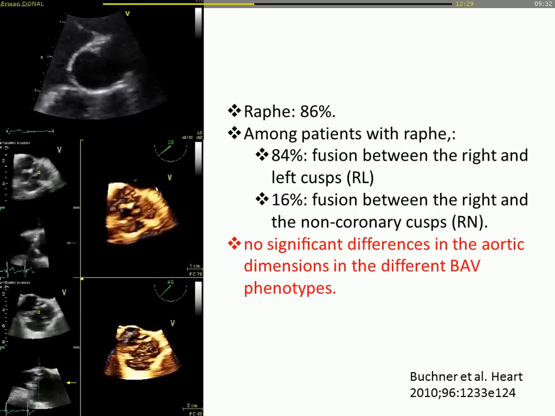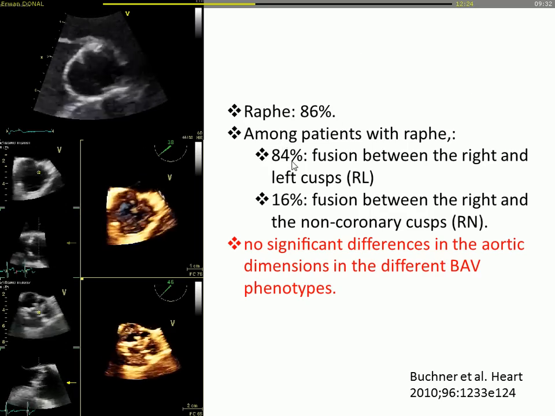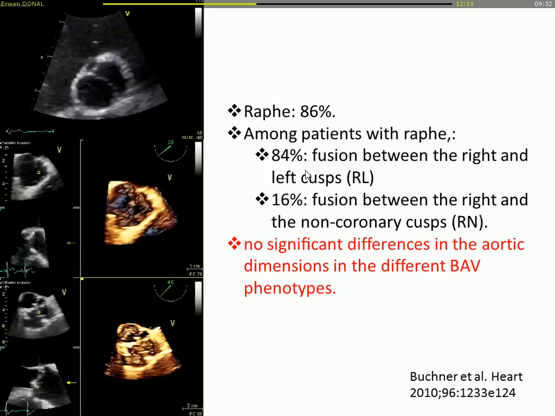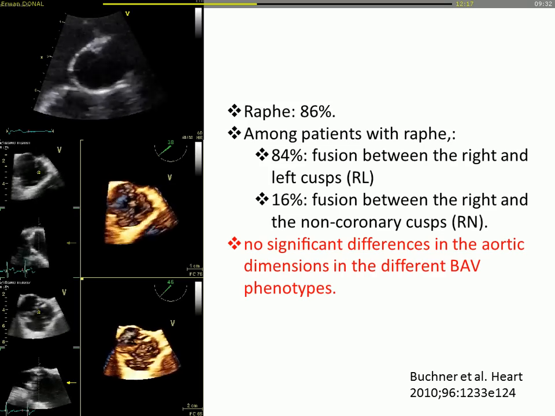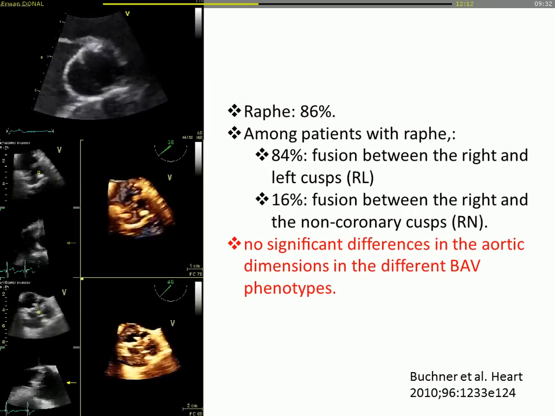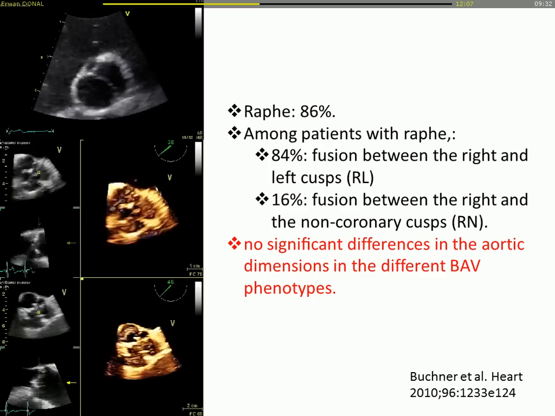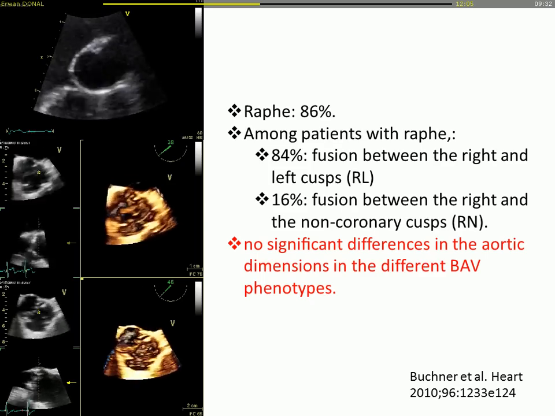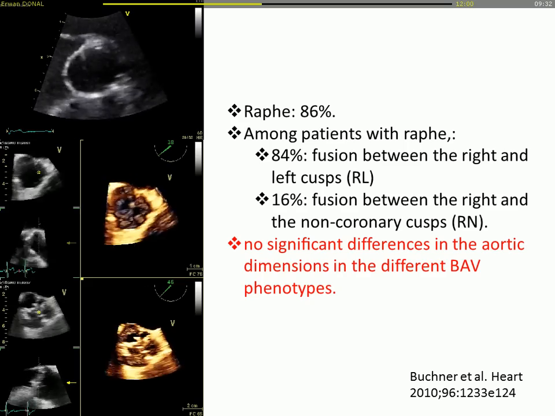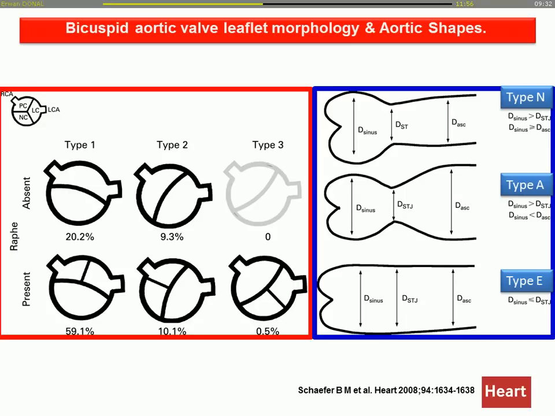So this is the first study that I want to share with you. This is a monocentric retrospective study, and the authors were able to demonstrate that most of the patients with a bicuspid aortic valve have a raphe between the right and the left cusps, which makes sense to me. And they were able to demonstrate that there is no significant difference in the aortic dimension according to the bicuspid aortic valve phenotypes. So no difference if you have a raphe, no raphe, if you have a fusion between the left and the right, or if you have a fusion between the left and the non-coronary cusps.